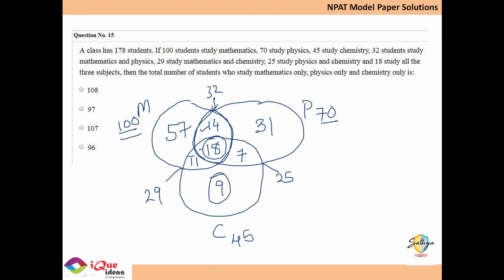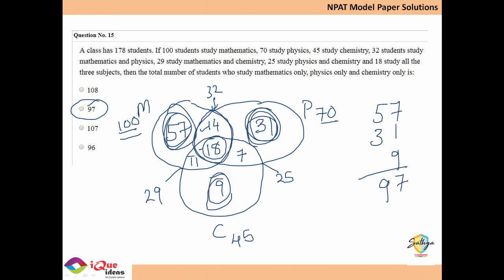So the question here is the total number of students who study maths only 57, physics only 31, chemistry only 9. 9 plus 1, 10 plus 7, 17, 1 carry 9, 97. So the total number of students studying only maths, only physics and only chemistry is 97. Simple to solve? Good. So definitely worth solving. Instead of putting any set formulas, the easiest way to get this done is simply to make a Venn diagram.